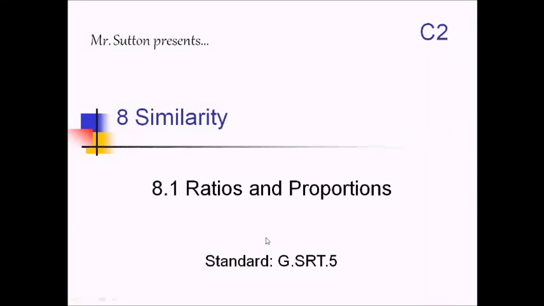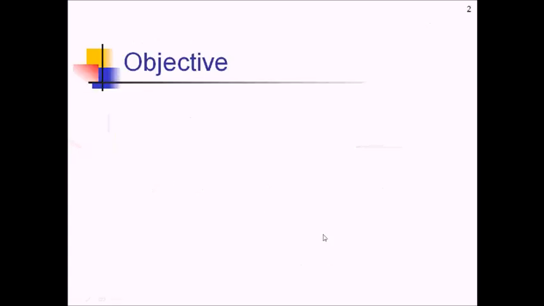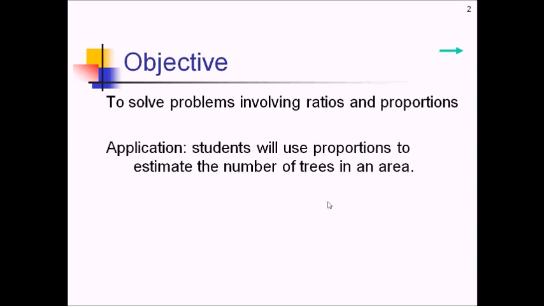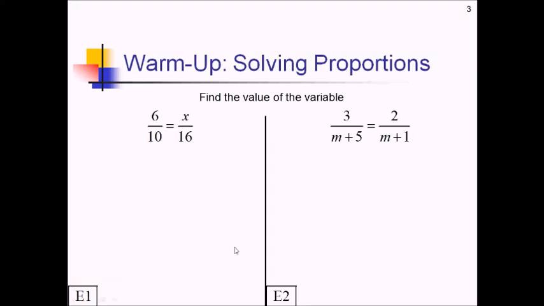Hi there, this is Mr. Sutton giving you the first in a series on similarity lessons. In this one, we'll talk about ratios and proportions, specifically how to solve problems involving these two items. And for our real-life application, we'll use proportions to figure out the number of trees in a certain area. For your warm-up on this one, see if you can solve these two problems.